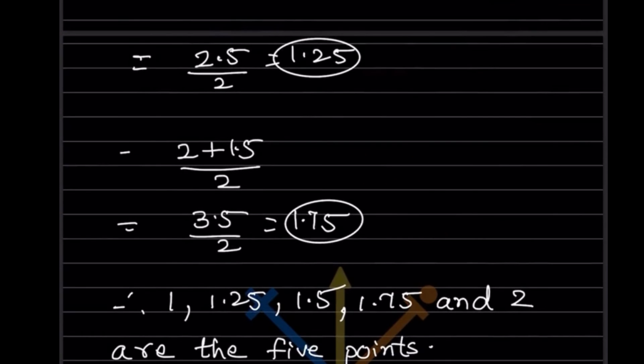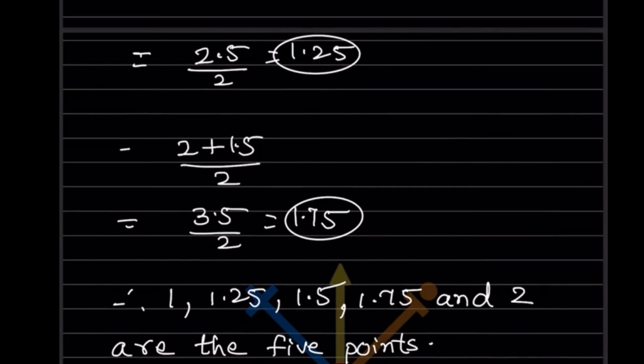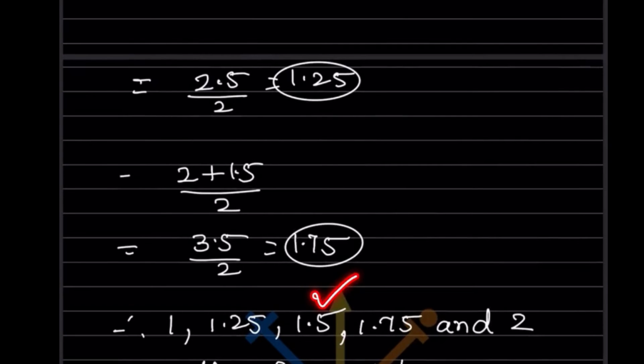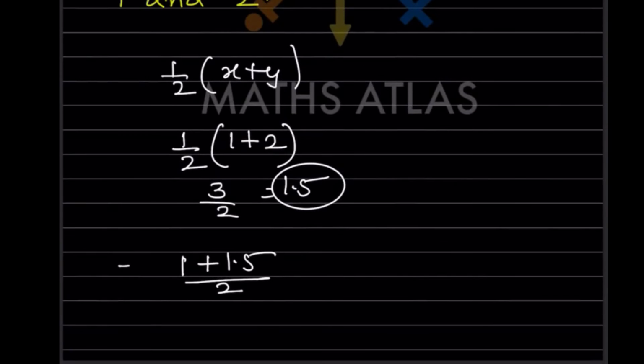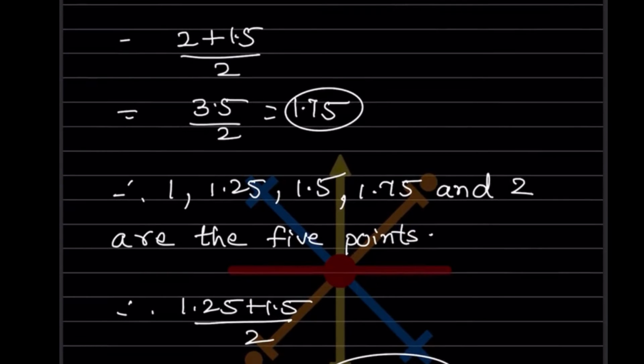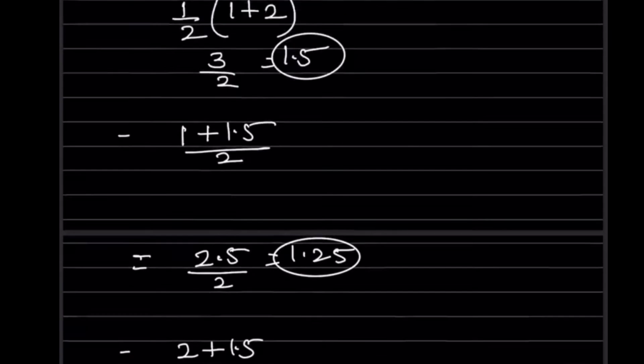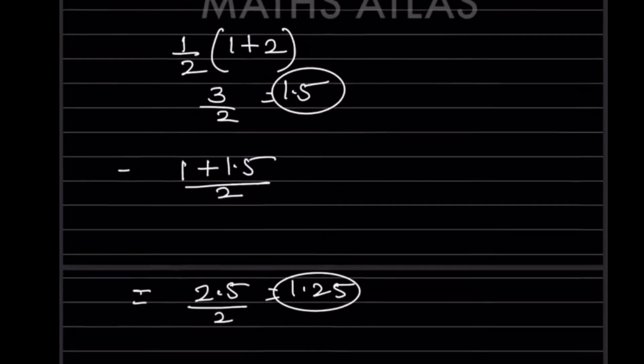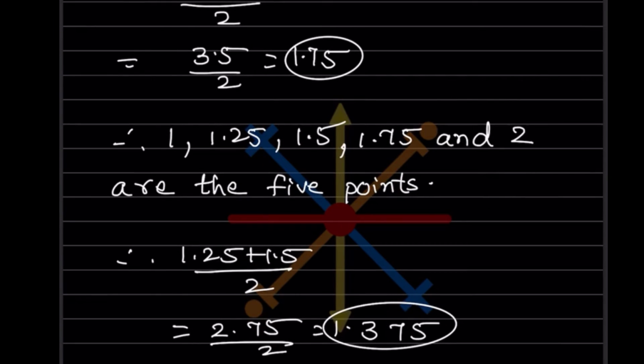Now what we can see here, we have these numbers: 1, then 1.25, then 1.5, because we are arranging them, so we are writing in this way, then 1.75, and then 2. Hope this is clear. So we have these 5 points, 1, 2, 3, 4, and 5. But here they said, find the 4 rational numbers. So what are we going to do here? First, forget about this point and this point. We just want 4.